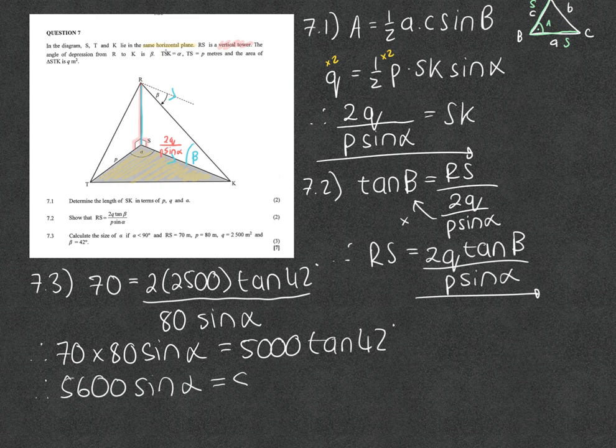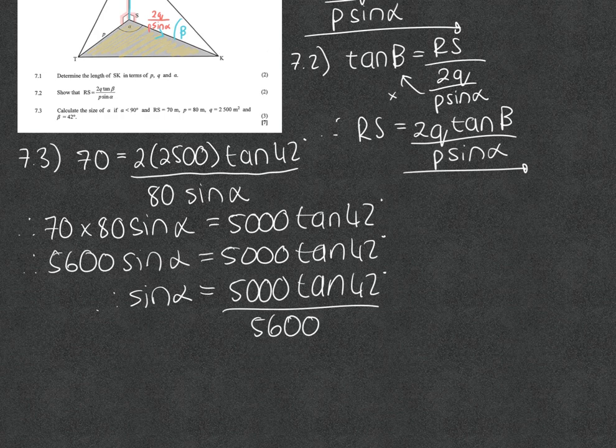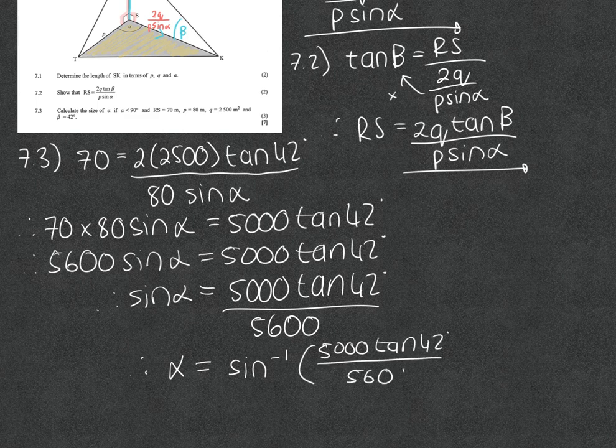Sine alpha times 5,600 equals 5,000 tan 42. Therefore, sine of alpha equals, let's just do the math here. I'm going to write it out so you guys know what to put in your calculator: 5,000 tan of 42 all over 5,600. And you know what? You don't even have to work that out. You can actually go straight into saying, therefore, alpha is equal to shift sine of this whole thing. Why do I say that's good? Because you protect yourself from making a decimal error or something like that.